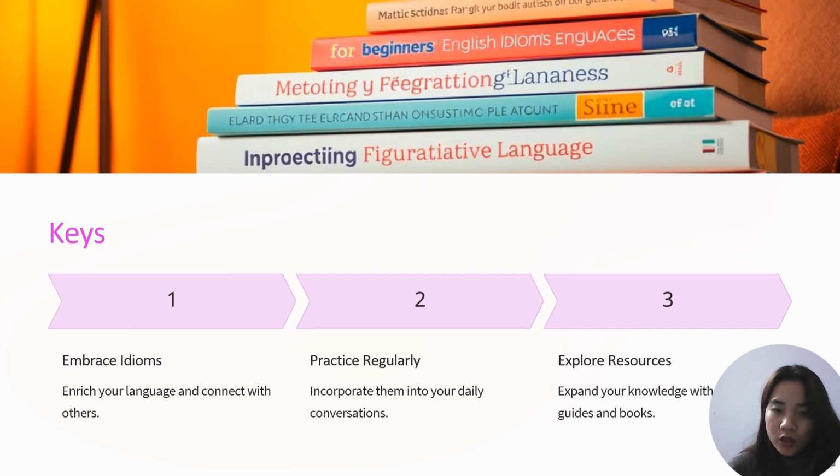So we have already learned today what idioms are, what an idiomatic expression is, and why it is important.